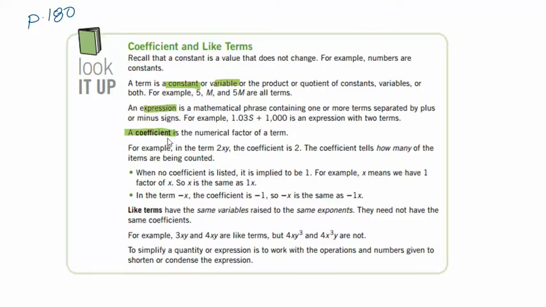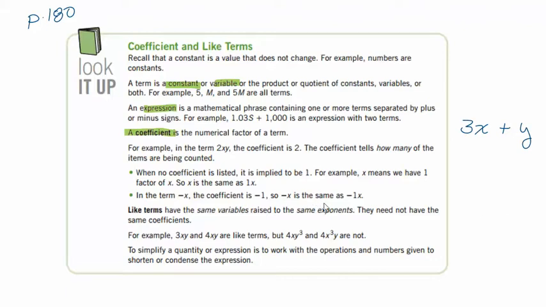So the coefficient is really the same as the constant. So if we have the term 2xy, the coefficient is the number that's given, 2. The coefficient tells you how many of the items are being counted. And the x and y would be the variables. When no coefficient is listed, it's assumed to be 1. So let's say you have just 3x plus y.